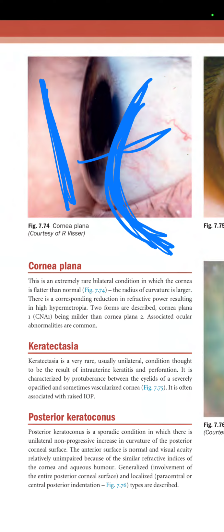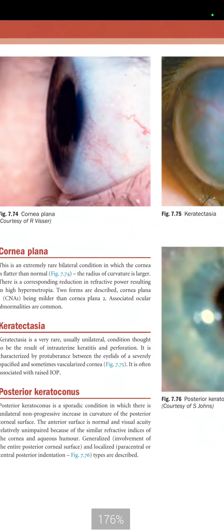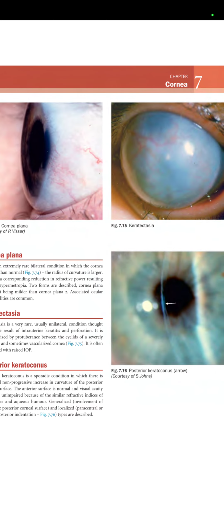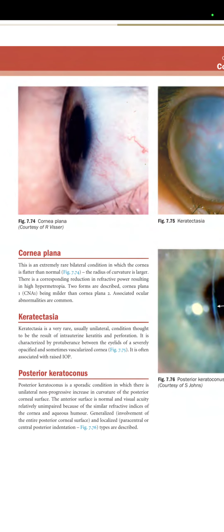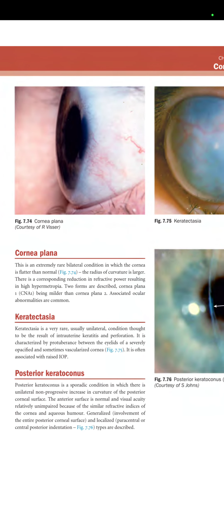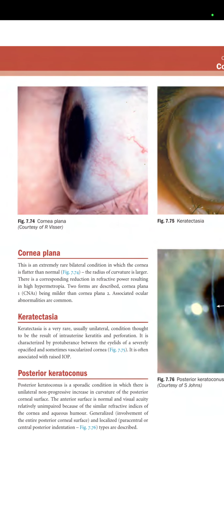So what is associated with cornea plana? It is going to be high hypermetropia. Two forms are described: cornea plana 1, CNA 1, being milder than cornea plana 2. Associated ocular abnormalities are common. So, keratectasia. Keratectasia is a very rare, usually unilateral condition thought to be the result of intrauterine keratitis and perforation.